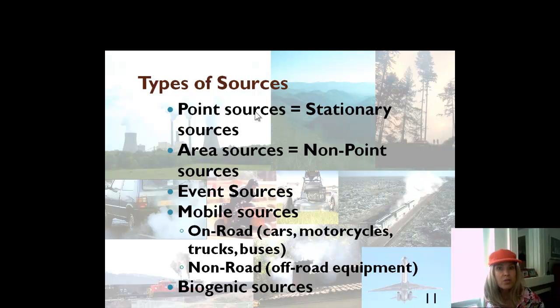Again, we've got stationary sources, which are point sources. We've got stationary sources, which are more spread out. Used to be called area sources and now are called non-point sources. Events, like fires. Mobile sources on the road and not on the road. And biogenic sources. Biogenic sources are those that are there without any activity by humans. So it wouldn't be alfalfa fields, it wouldn't be cows, because those are only there because we've put them there. It would be forests, methane swamps.